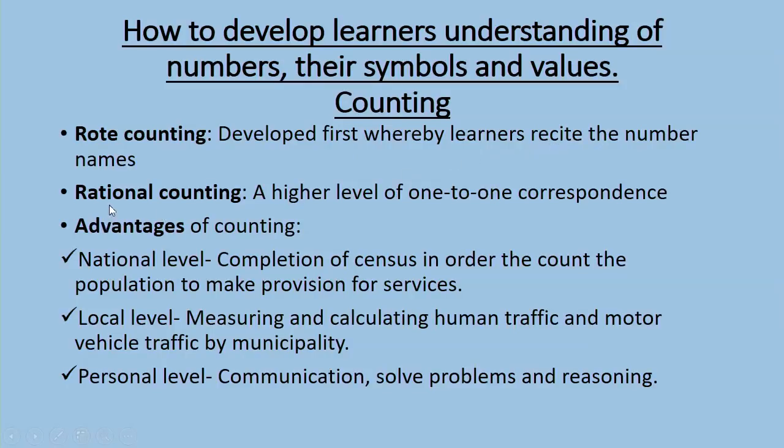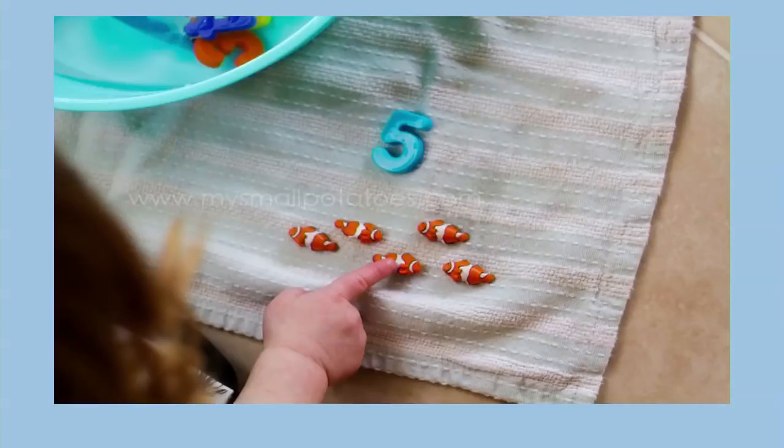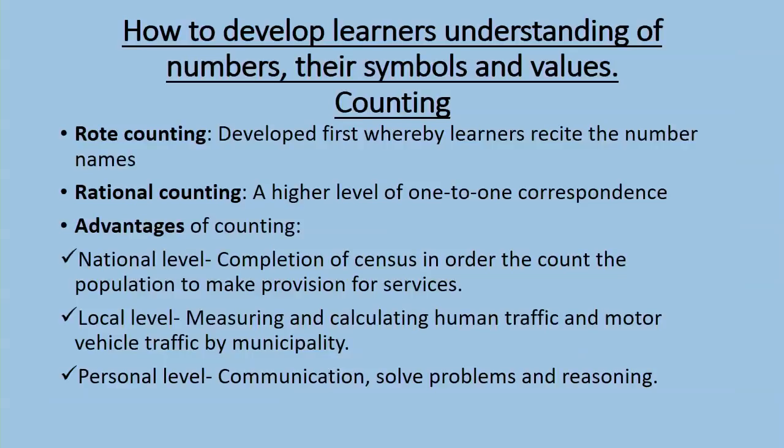When it comes to rational counting, this is now a higher level of counting, where the learners have one-to-one correspondence, meaning like when I showed you counters, he knows this is one counter, two counters, like the example there, 5. So that is one-to-one correspondence, that is rational counting.